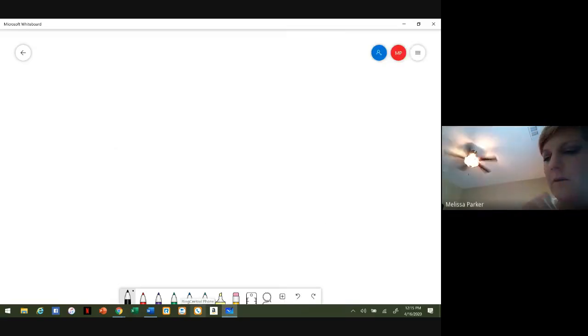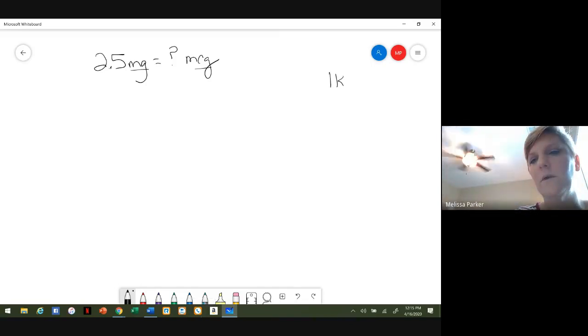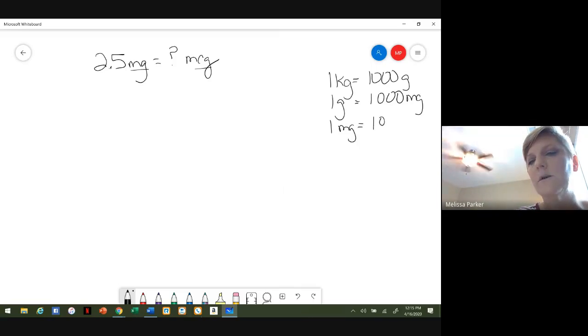So the next one on the practice questions on page 26 is 2.5 milligrams, and that is into micrograms. So I want to know how many micrograms. The first thing that I do is I look at what my units are, and then I look at my chart, which tells me what my conversions are. So my choice is 1 kilogram is equal to 1,000 grams, or 1 gram is equal to 1,000 milligrams, or 1 milligram is equal to 1,000 micrograms. So I'm looking for something that has milligrams and micrograms in it. So that would be this one right here, because it has milligrams and micrograms.